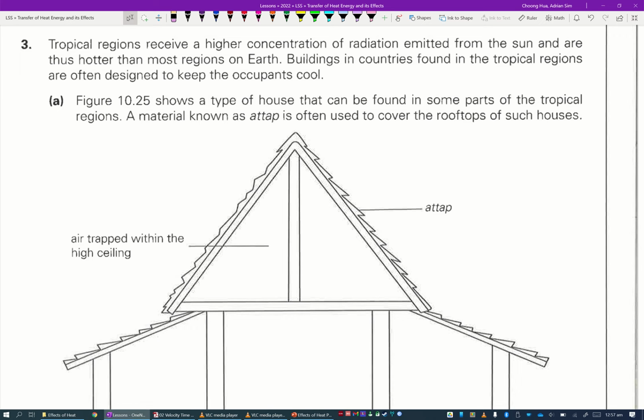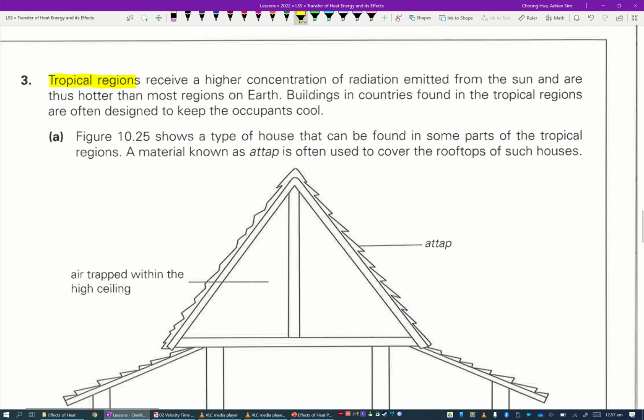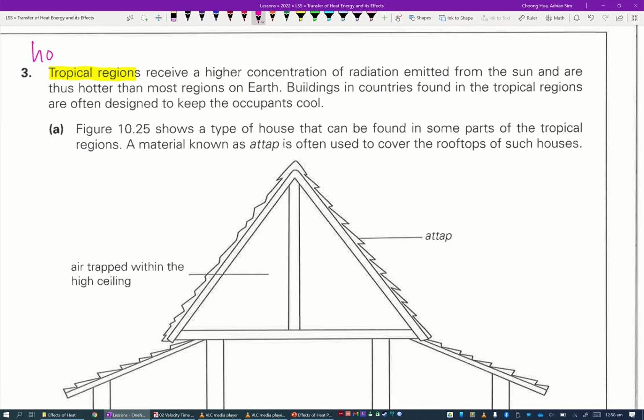Now, what we have here is you're given that this kind of design is found in tropical regions. So what do you mean by tropical regions? Intuitively, you're supposed to have the word hot environment at the back of your head. Tropical regions receive a higher concentration of radiation emitted from the sun and are thus hotter than most regions on Earth. The buildings in countries found in these tropical regions are often designed to keep the occupants cool. So you see, keep cool, right? Keep the occupants cool.